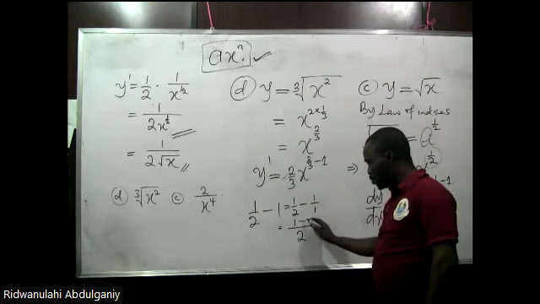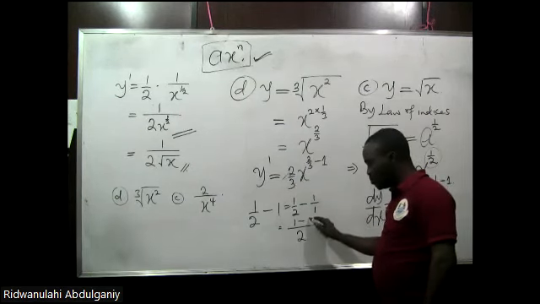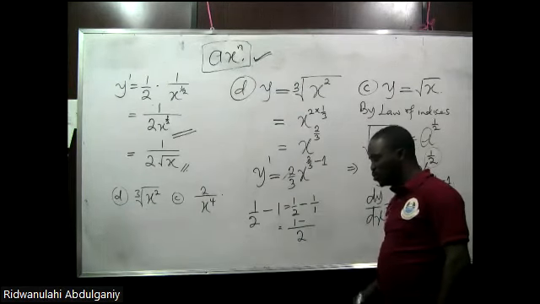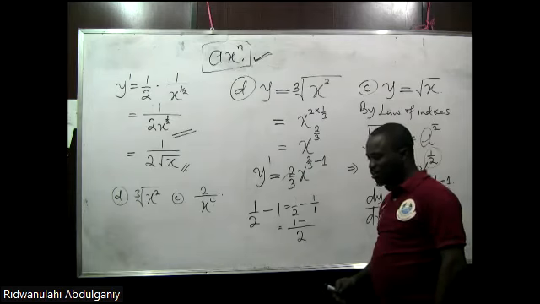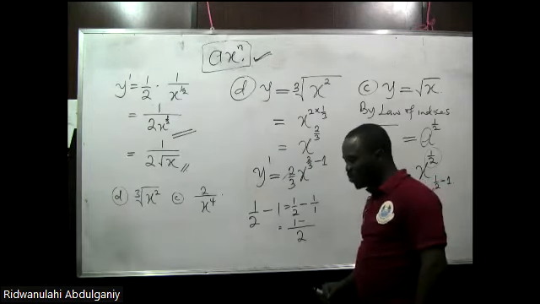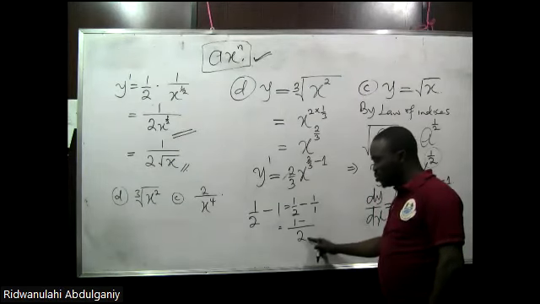1. 2 divided by 1. How many times will 1 go in 2? 1? No. Look at it very well. It should be 2. 1 in 2 is 2. 2 times 1.